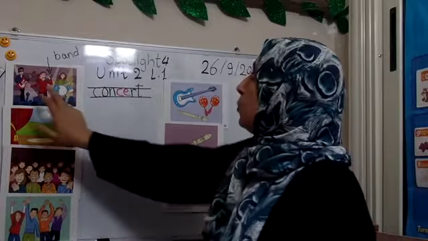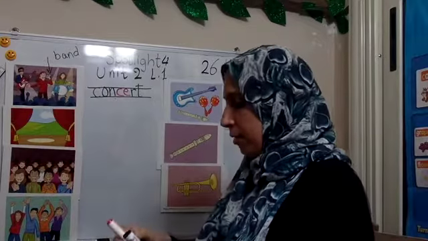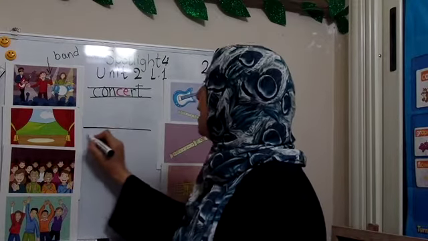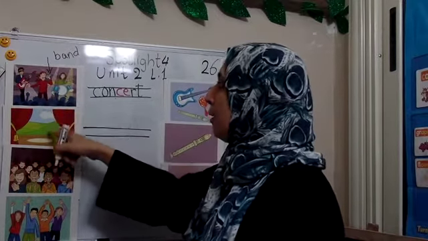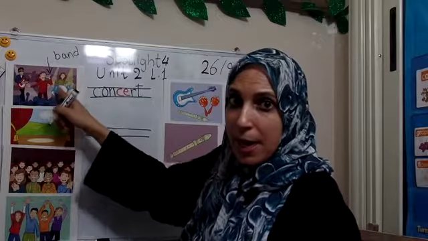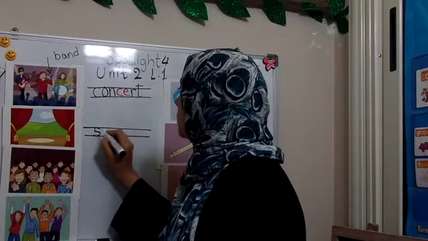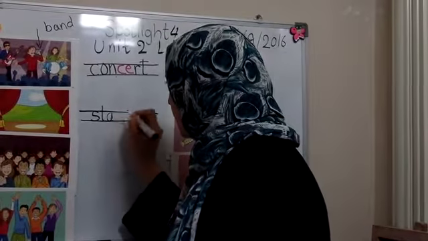Okay? We said who plays the music in a concert? The band. And the band is standing on a stage. Where is the band? On the stage. The band is playing music on the stage. Let's spell stage. A says I am a stage.